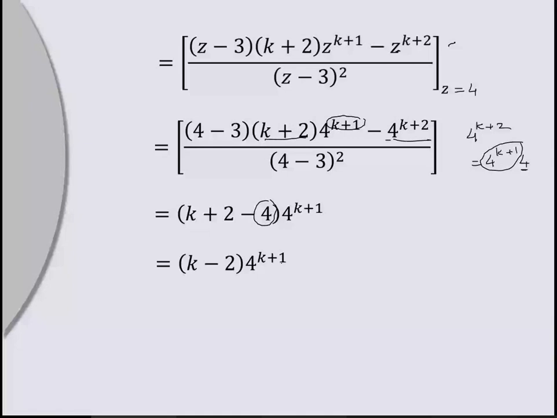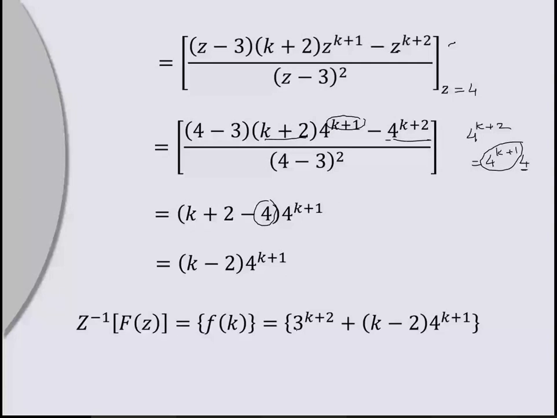And add both the residues, that gives us f of k. So z inverse of f of z is equal to f of k, which is equal to 3 raised to k plus 2 plus k minus 2 into 4 raised to k plus 1. So this is the inverse Z transform.